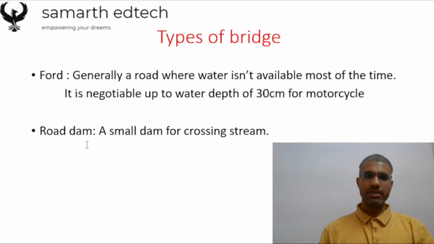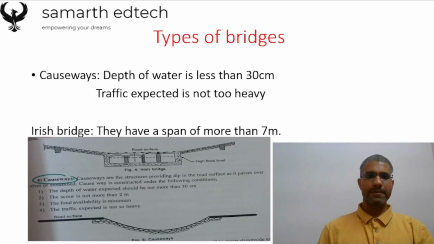Then another type of bridge is a road dam, a small dam for crossing your streams or rivers. Then the next is your causeways. So in this particular diagram, you can see this is the causeway. The depth of the water is less than 30 centimeter and the traffic expected is not too heavy. Then we make causeways, even when the finance or the budget is less for making a bridge.